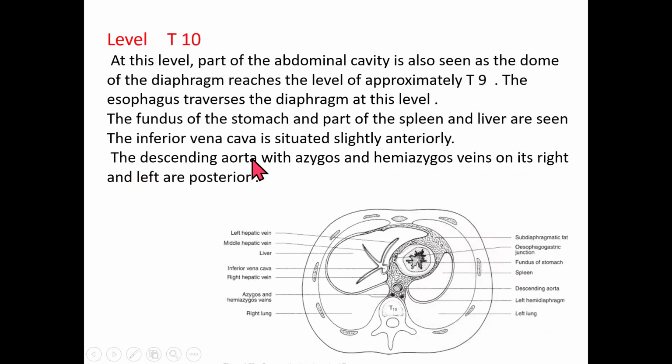The last level is T10. Part of the abdominal cavity is also seen, as the dome of the diaphragm reaches the level of approximately T9. The esophagus crosses the diaphragm at this level, and the spleen and liver will appear in this section.